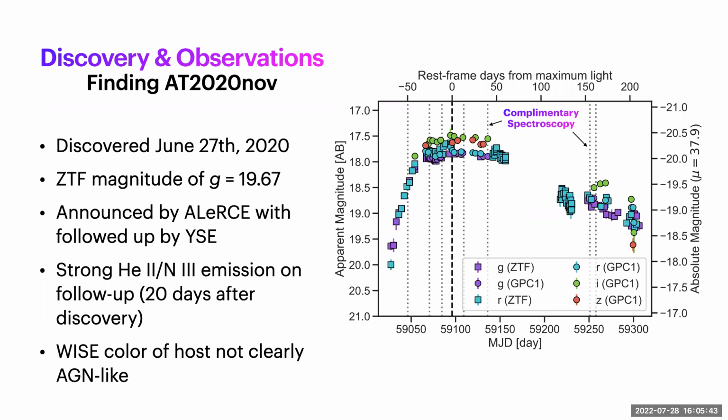One of the initial spectra that was taken of it showed strong helium-2 and nitrogen-3 emission, which could be suggestive of a Bowen fluorescence mechanism. And the WISE color of the host was not clearly AGN-like, so that substantiated the notion that it may be a tidal disruption event. The plot I show here is just the ZTF and the EASY data and the location of the complementary spectroscopy that we have coincident with this event.